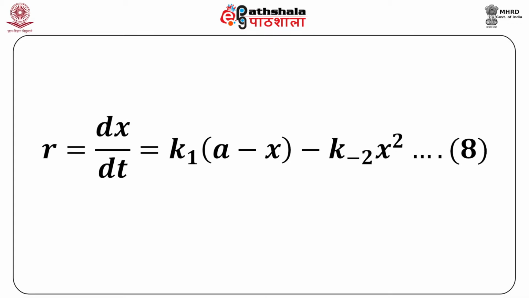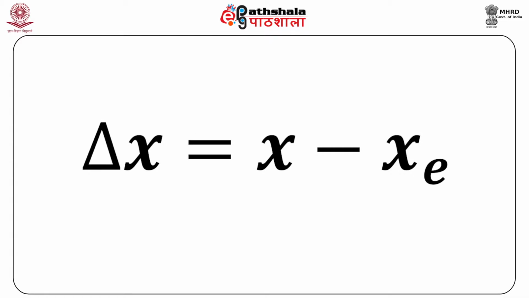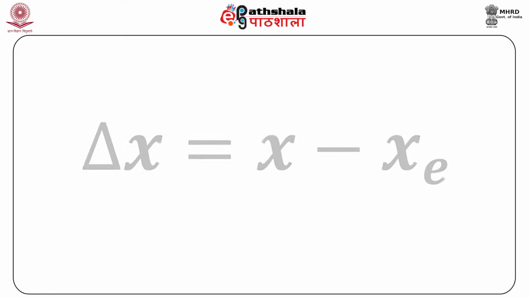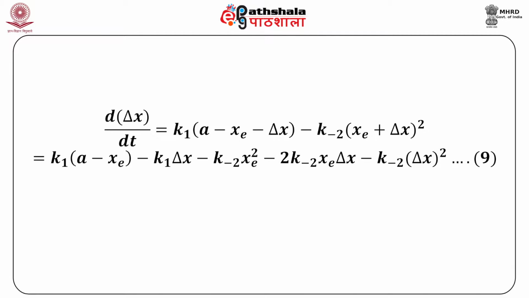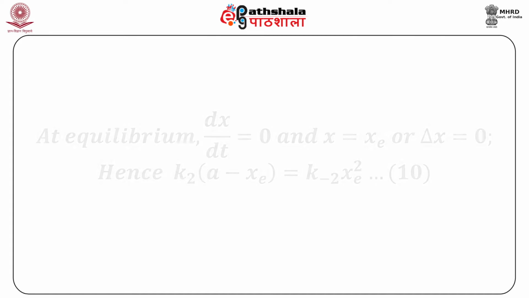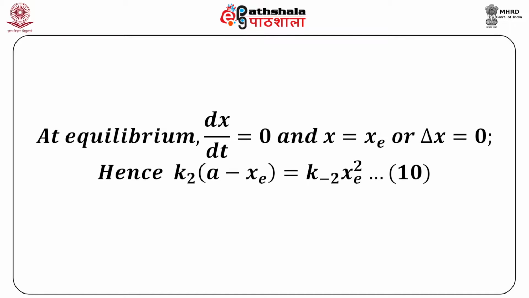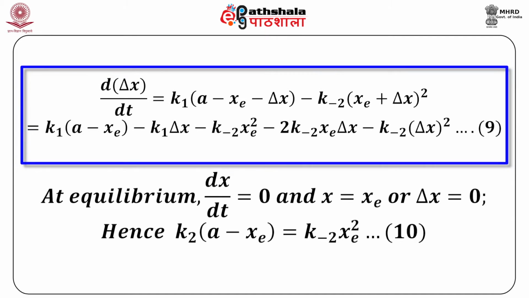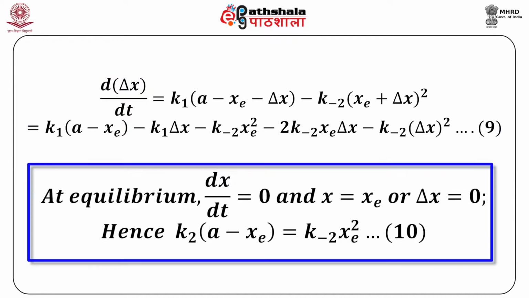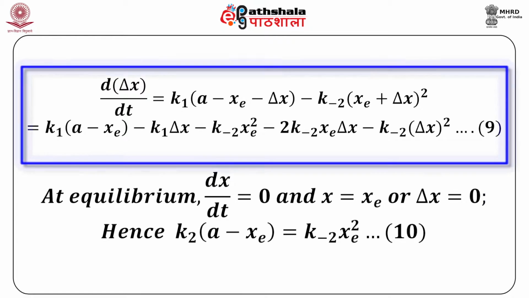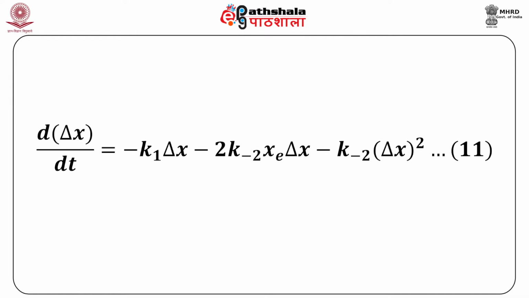Then the rate law is given by equation number 8. Now, delta x is equal to x minus xe, where xe is the equilibrium concentration. Hence, it reduces to equation number 9. At equilibrium, dx by dt is equal to 0 and hence x is equal to xe, or delta x is equal to 0. From this, equation number 9 reduces to equation 10. On substituting equation 10 in equation 9 and simplifying, we get equation 11.